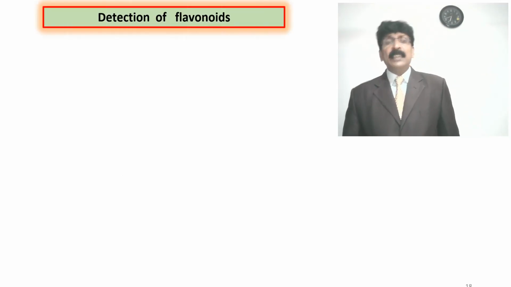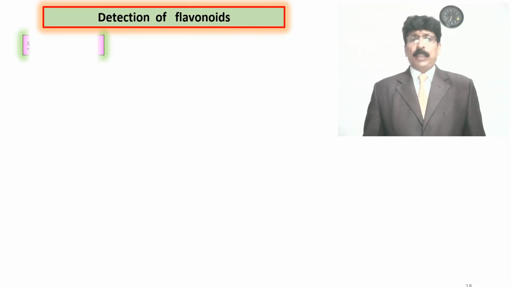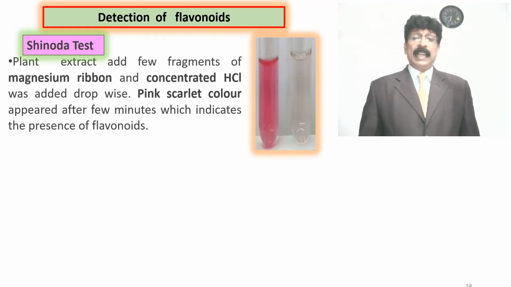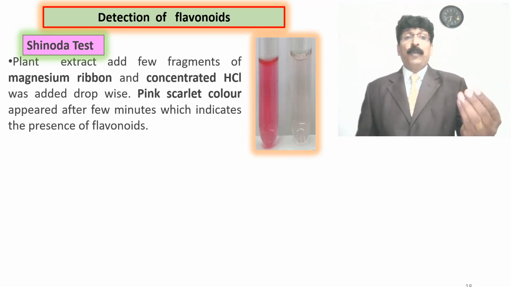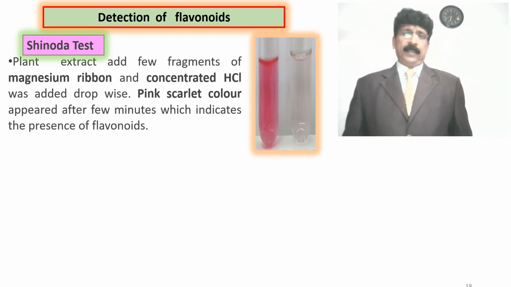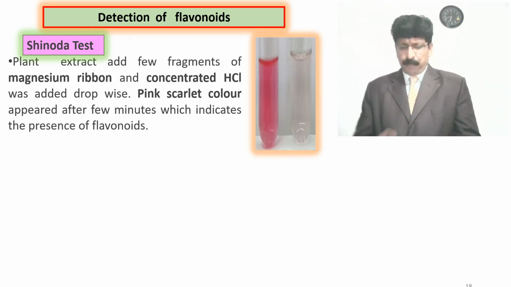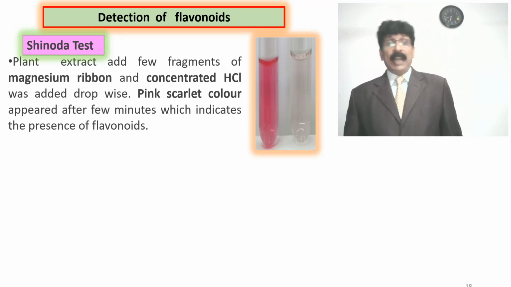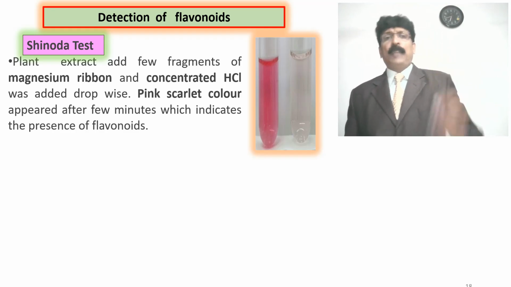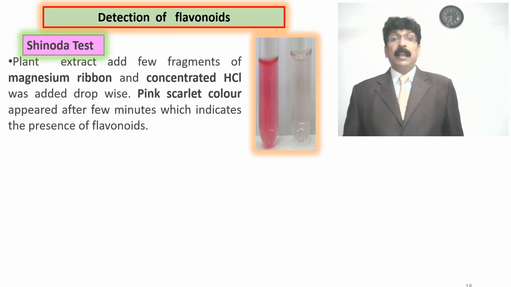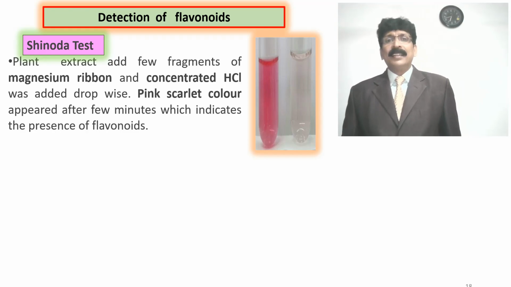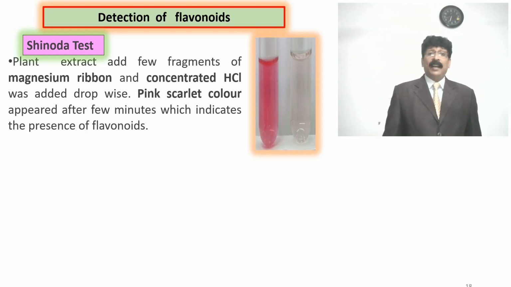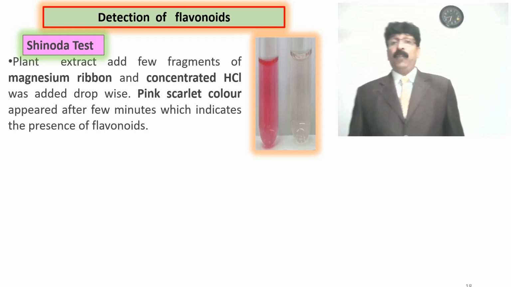Now for the detection of flavonoids, questions are often asked on this. You should know Shinoda's test. To the plant extract, add a few fragments of magnesium ribbon, and add concentrated hydrochloric acid dropwise. A pink scarlet color, as shown in the picture, appears after a few minutes and indicates the presence of flavonoids.